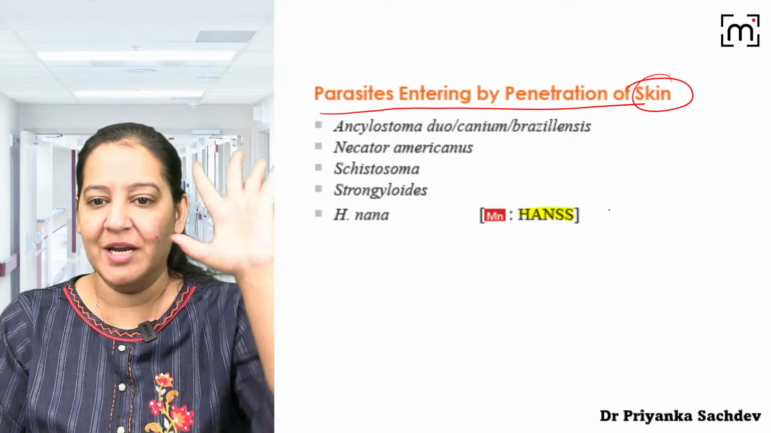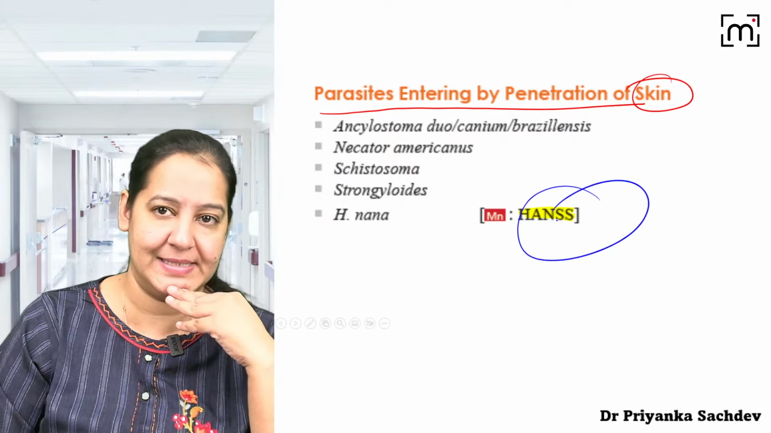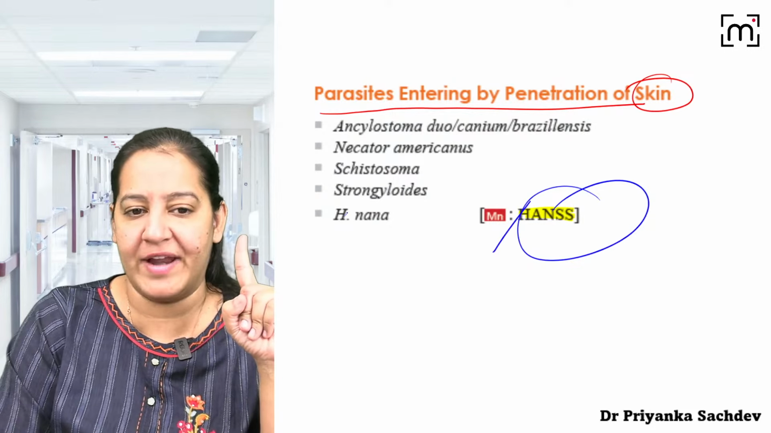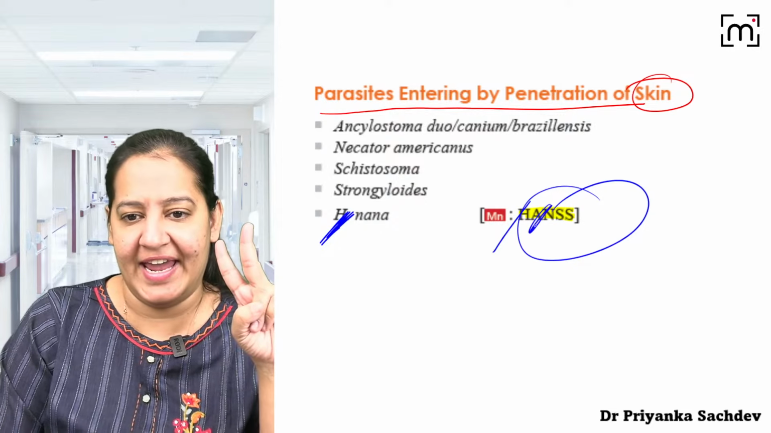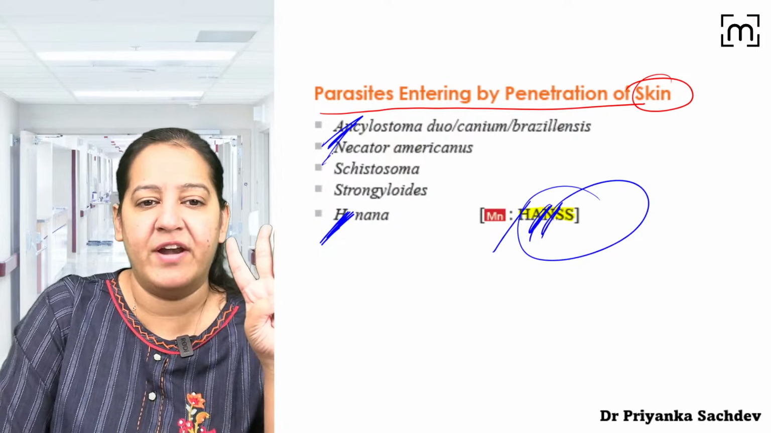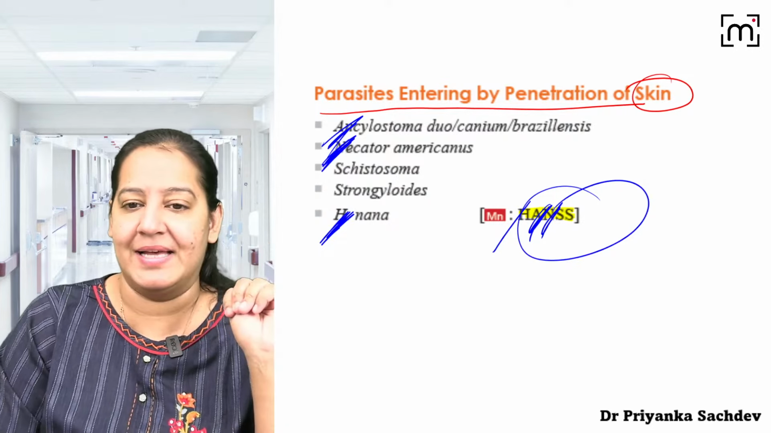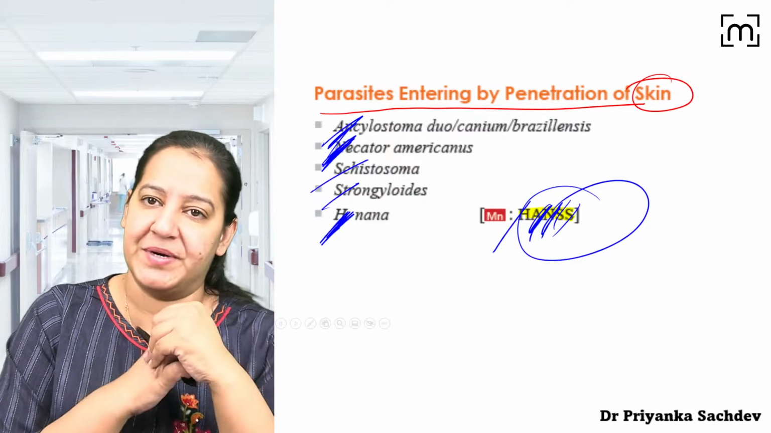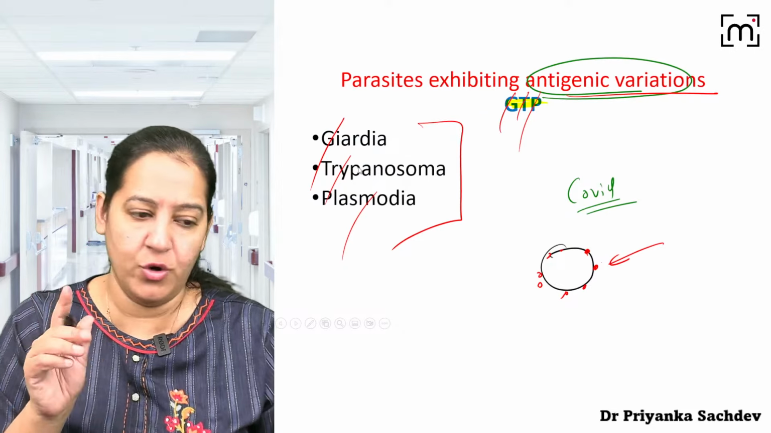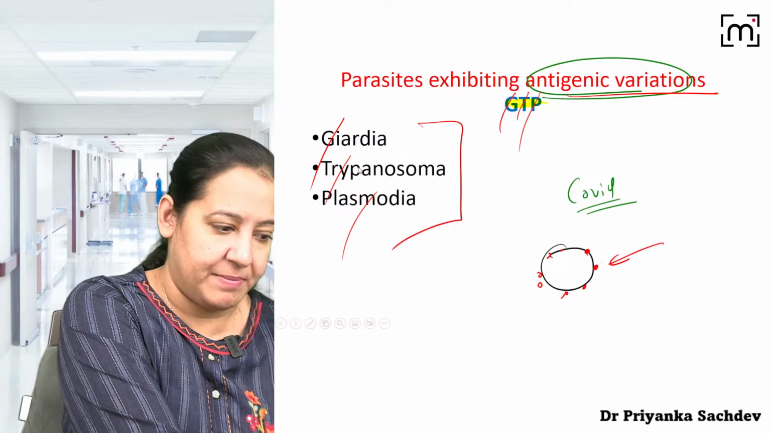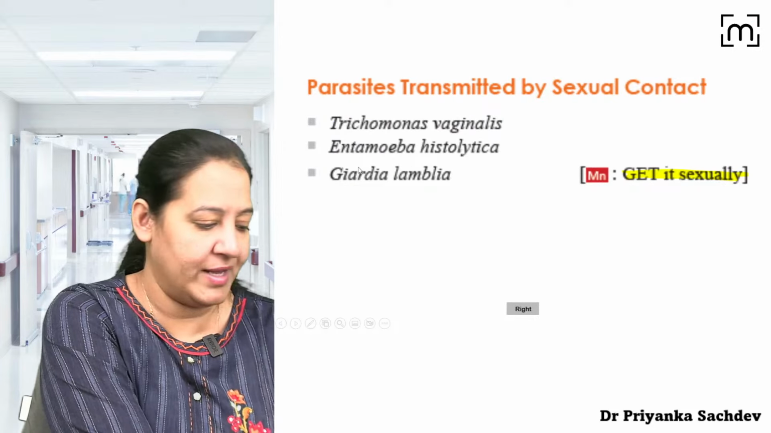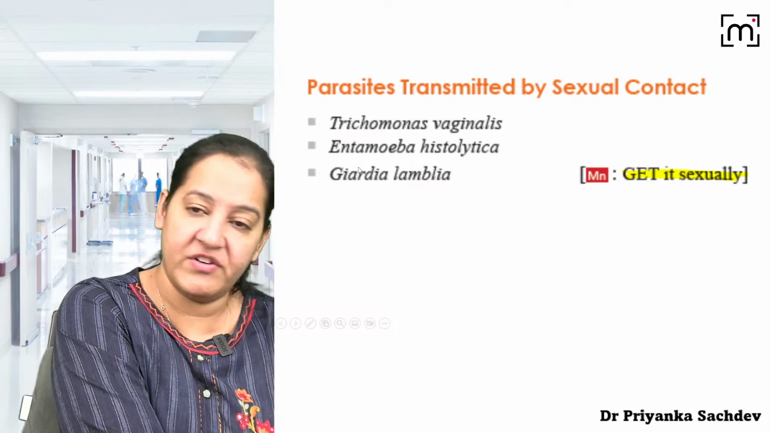There are 5. The mnemonic is HANSS, Hans. Can you tell me the full form? H for Enterobius, H, A for Ancylostoma duodenale, N for Necator americanus, and S for Strongyloides and Schistosoma. So we have started parasitology. The first mnemonic I gave you, for antigenic variation, is GTP. The second mnemonic, for parasites which enter humans by skin, is Hans. GTP, Hans. We will revise again now.